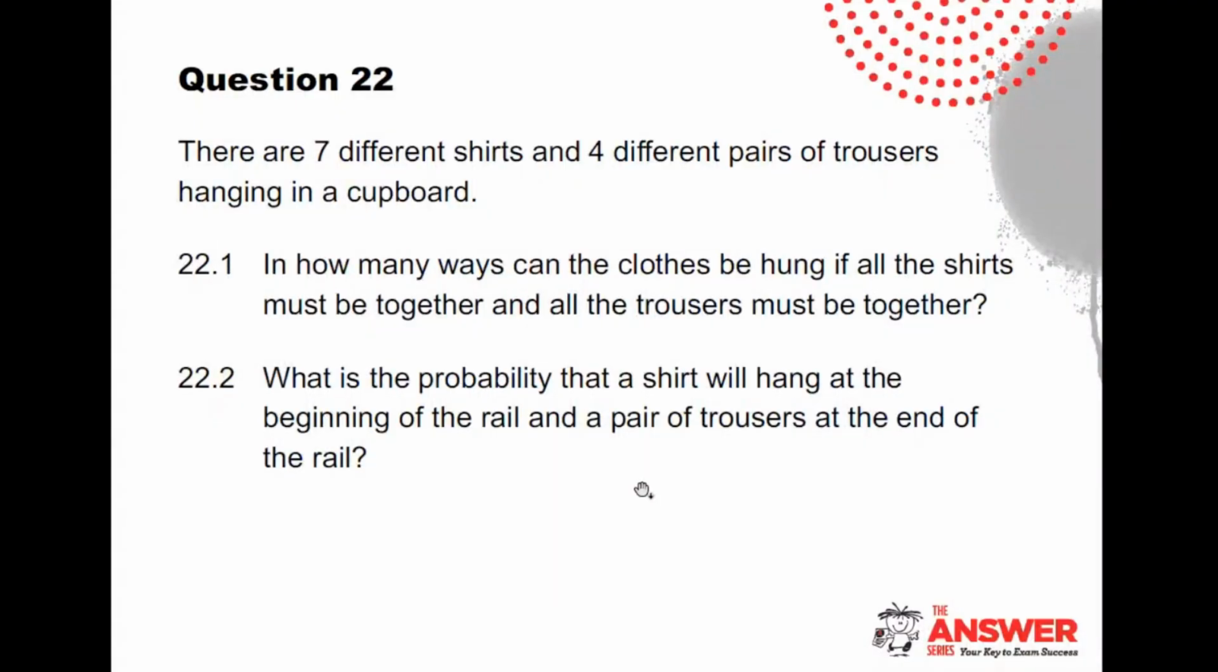Question 22. 7 different shirts, 4 pairs of trousers hanging in a cupboard. In how many ways can the clothes be hung if all the shirts must be together and all the trousers must be together? Okay, so this is starting to sound familiar. What is the probability, not how many ways, that a shirt will hang at the beginning of the rail and a pair of trousers at the end of the rail?